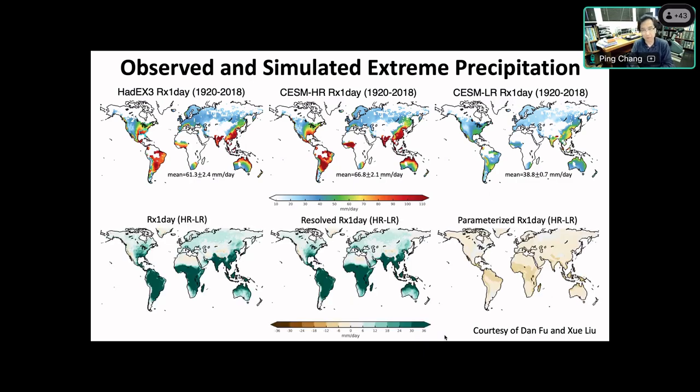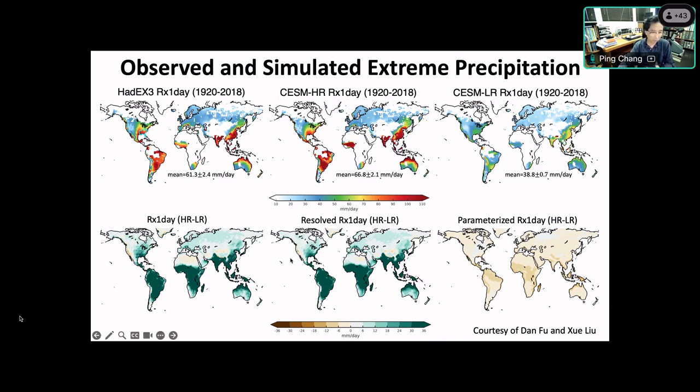So the first thing we did is look at the component of the precipitation, right? So in the model, there's a resolved precipitation component, and then there's a parameterized component. So first, if you take the difference between the high res and the low res, in other words, if you take the picture in the middle minus the picture to the right, you get this bottom left picture. So that's the change of the extreme precipitation after we increase the model resolution, right?